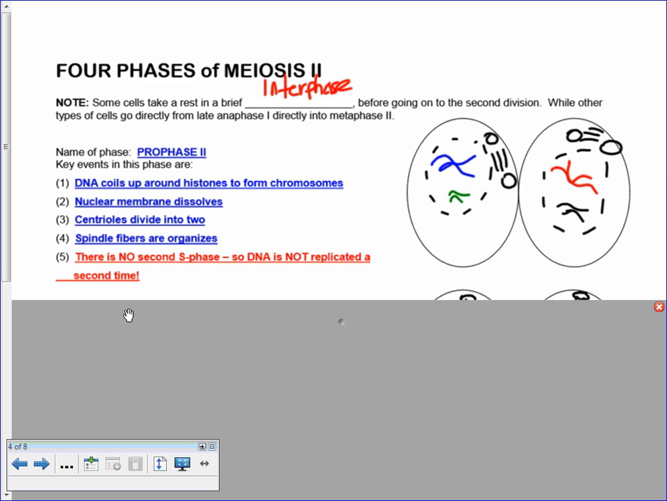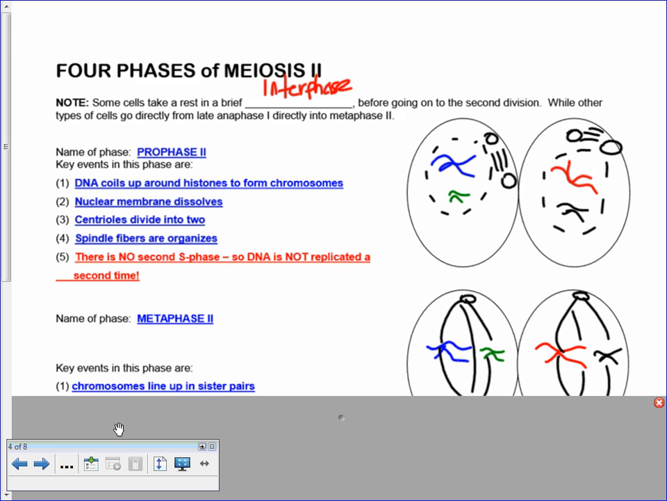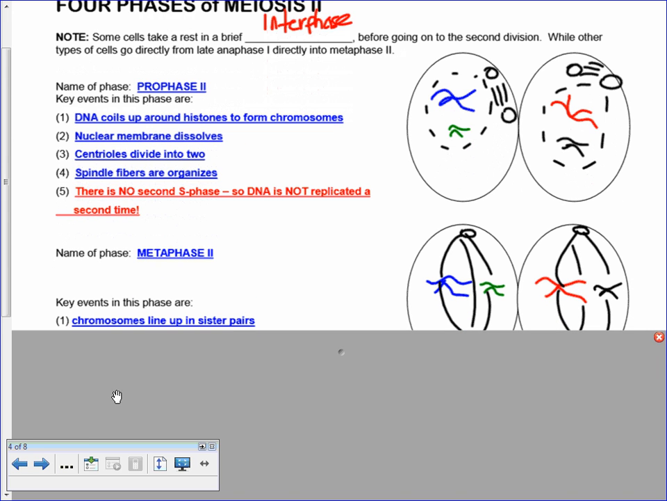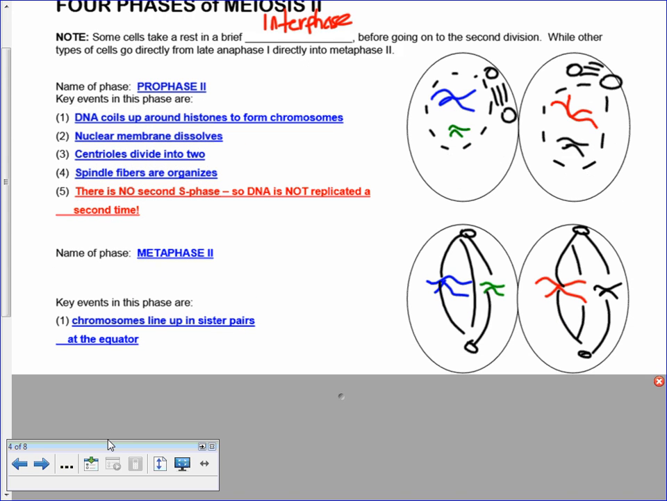So when we move on to metaphase 2, it's going to look just like mitosis. The chromosomes are now lined up along the equatorial plane in their pairs. Notice we're not stacked, they're in 2s. Their sisters are lined up across the equatorial plane. The spindle fibers will attach to the centromeres just like before.